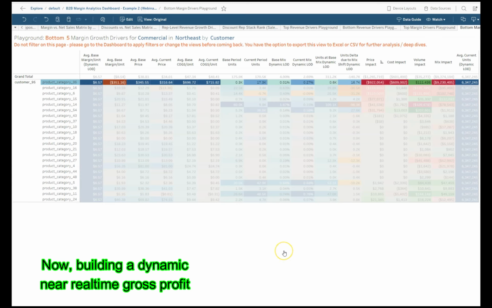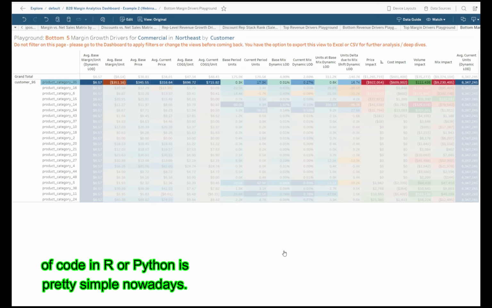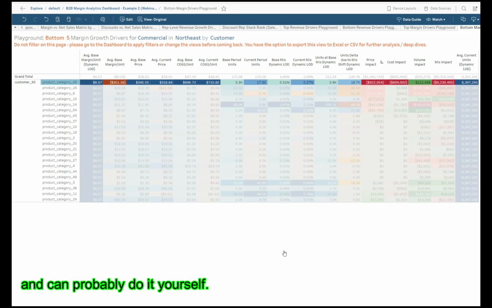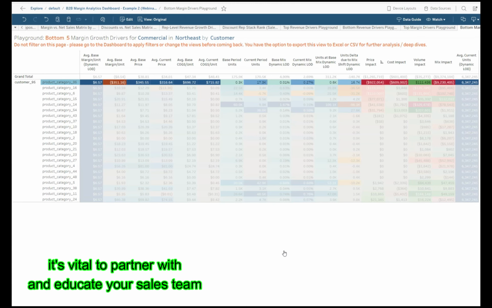Now, building a dynamic, near real-time gross profit deep dive solution can be one of the most potent ways your company can augment its margin analytics capabilities and quickly turn around bad performing areas. Enabling these capabilities with familiar tools like Tableau, Power BI, using a few lines of code in R or Python is pretty simple nowadays. You don't need expensive enterprise software and can probably do it yourself. Beyond enabling these revenue analytics foundations to uncover specific margin growth opportunities, it's vital to partner with and educate your sales team on the importance of pricing and discounting discipline, along with the significance of mix management for growing net revenues and gross profits.